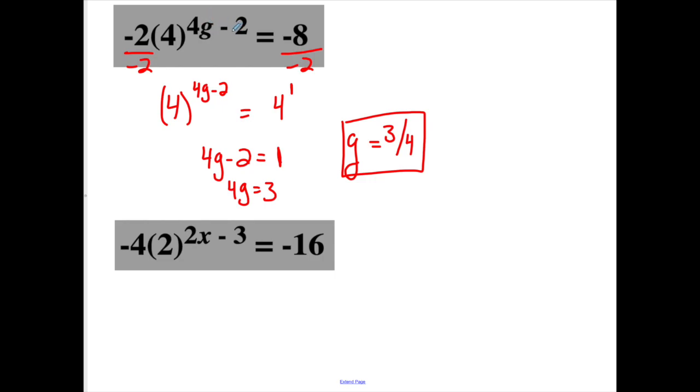Testing my work, 3 quarters times 4 is 3. 3 minus 2 is 1. 4 to the 1 is 4. 4 times -2 is -8.